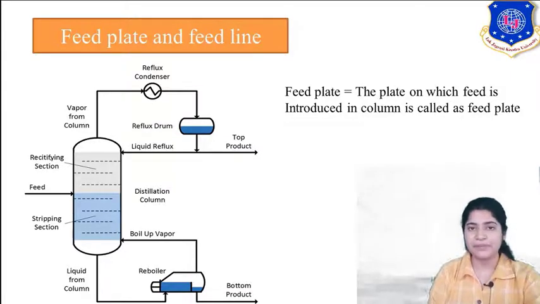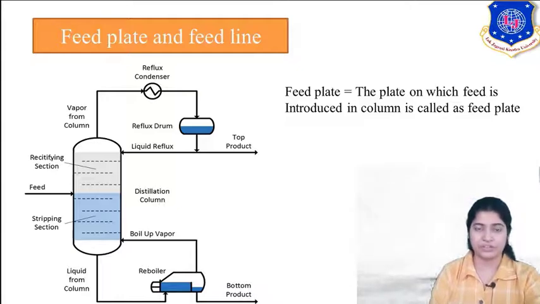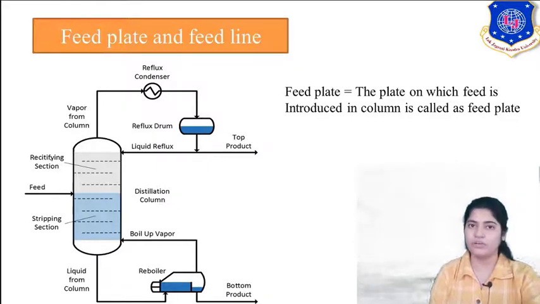Now the feed plate and the plates below the feed plate, that section is known as the stripping section, where the less volatile component is enriched. It means your less volatile component is more pure here. The liquid, the bottom product, is sent to the reboiler where the liquid is vaporized and sent back to the main column. So the boil-up vapor, what is that? Your liquid which is again vaporized. And the part of it which is taken out is your bottom product. It is rich in the less volatile component.